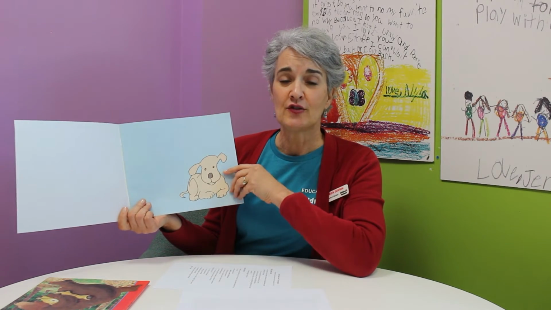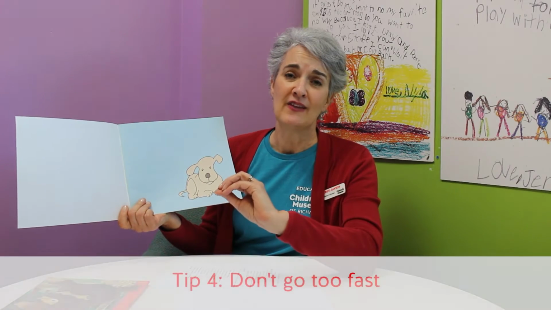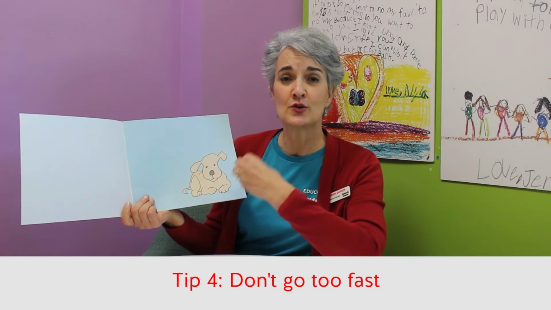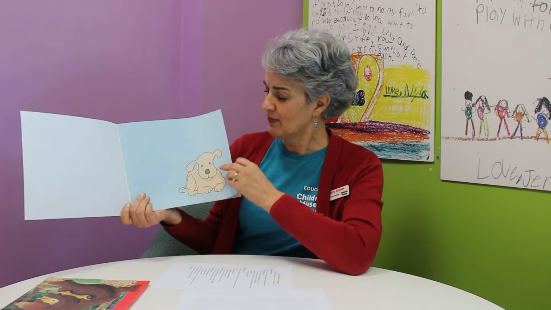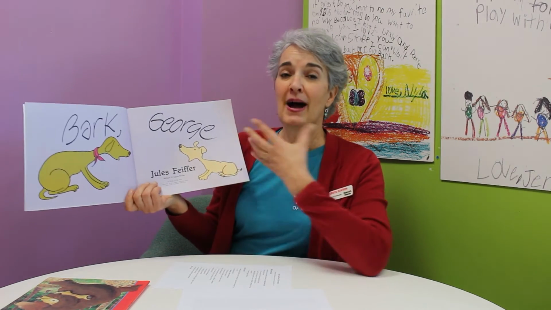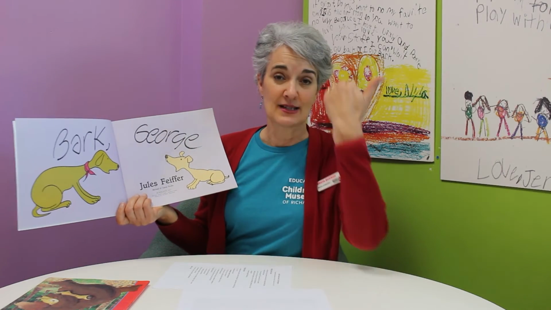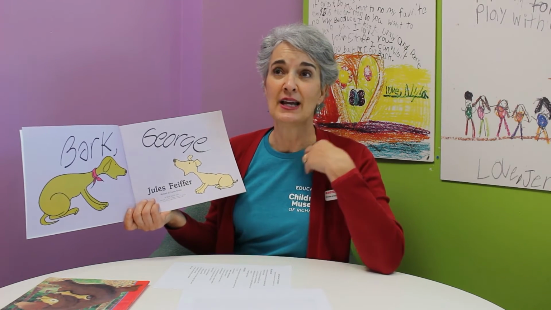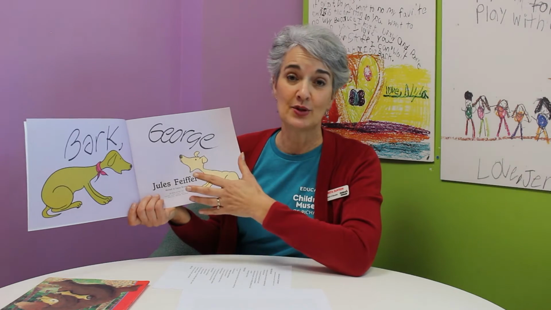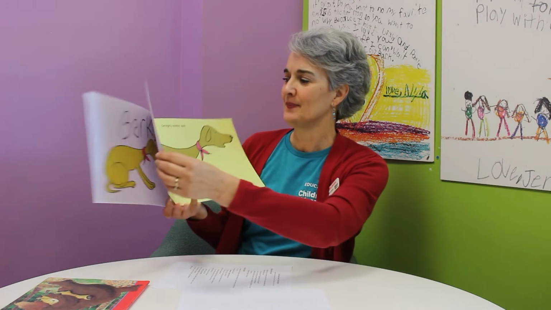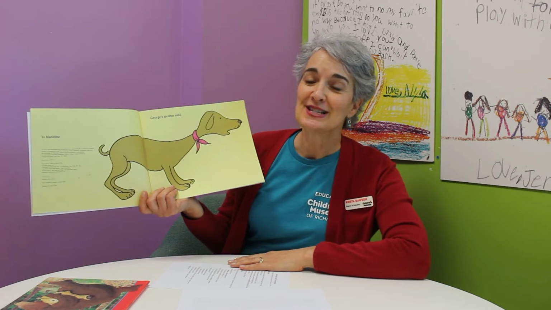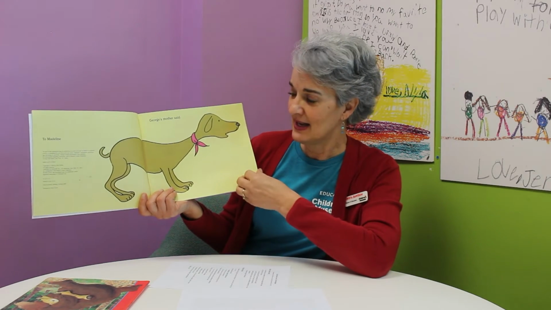Another recommendation for read aloud is don't go too fast. Kids want to take time to absorb the pictures and connect your words to the pictures. If I'm reading Bark, George, my voice and my mannerisms are going to be as much of the storytelling tool as the book itself is. So take advantage of that. Bark, George, George's mother said.